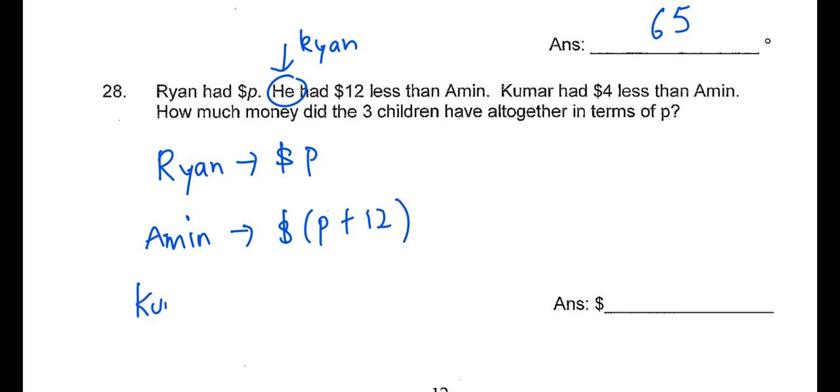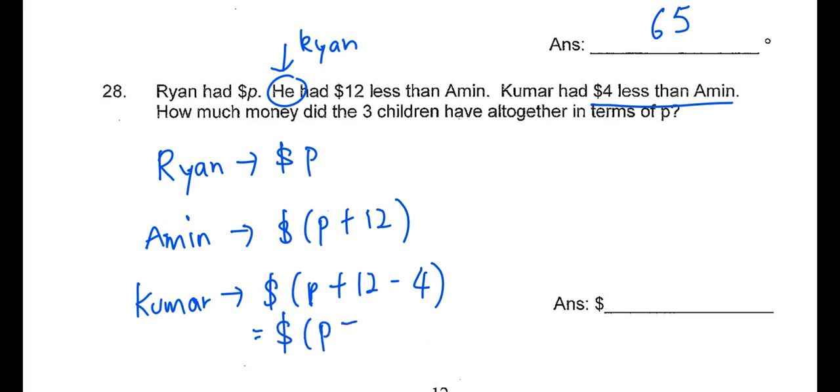Now Kuma, on the other hand, has $4 less than Amin. So it will be $4 less than Amin. He has $4 less, so I have to minus off. Okay, now I can simplify this first. It gives me P plus 12 minus 4, which gives me P plus 8.